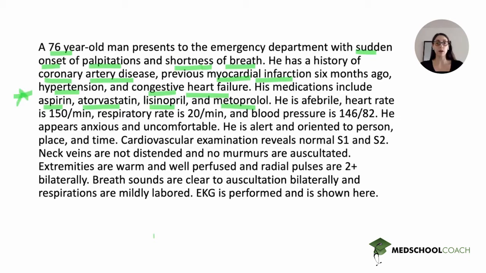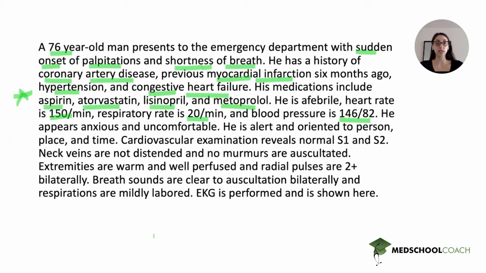He is afebrile, heart rate is 150, respiratory rate is 20, and blood pressure is 146/82. Also, really important to highlight the abnormal vital signs. They're often going to be important pertinent positives or pertinent negatives. So here the heart rate is 150, so the patient is tachycardic. Respiratory rate is 20, he's a little tachypneic, and blood pressure is on the upper end of normal, 146/82.